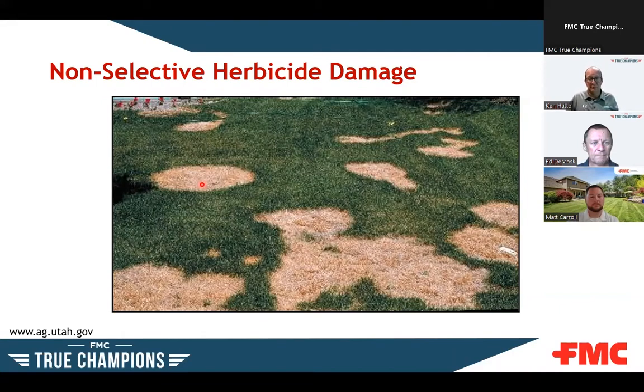that's going on. Typically, even if it's a disease like brown patch in the yard, you're still going to have some kind of plant material that's not 100% blighted or damaged, so that you can see key symptoms. So in this particular case, it's a non-selective herbicide damage.